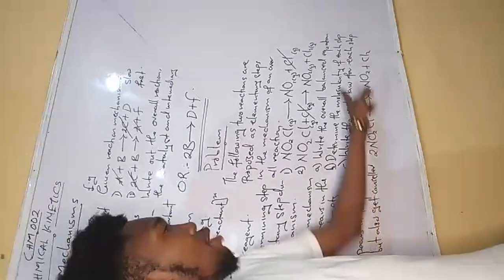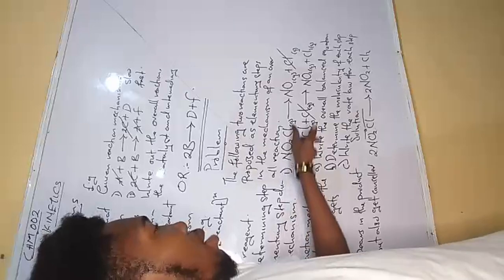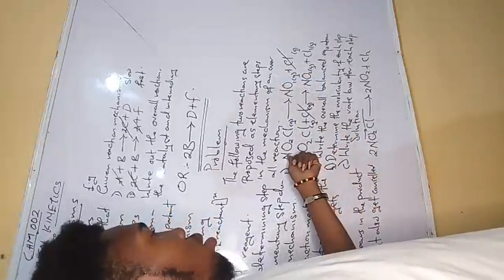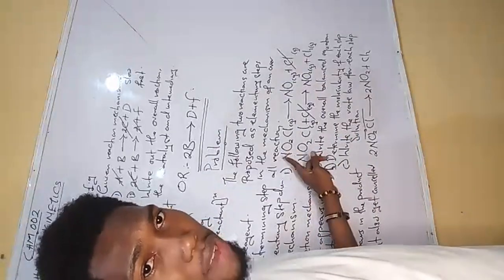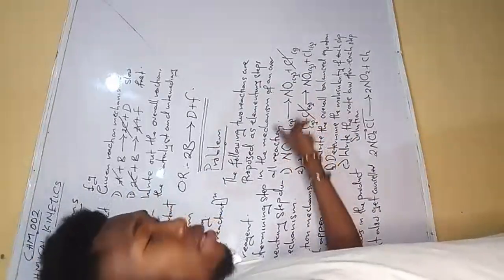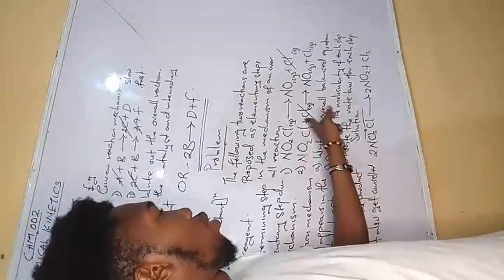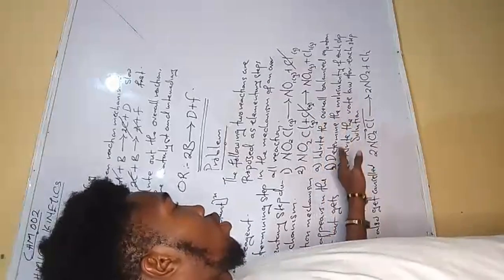Then part B, determine the molecularity of each step. Of course, the molecularity of this step here will be 1, unimolecular, because we only have 1 mole of reactant. For this one here it will be 2, because we have 1 plus the 1 of Cl, that's 2. So that one is bimolecular. So that's that.